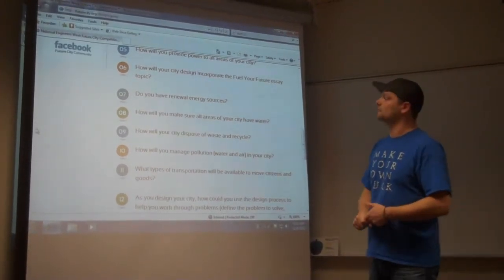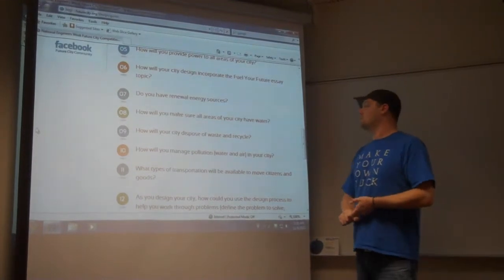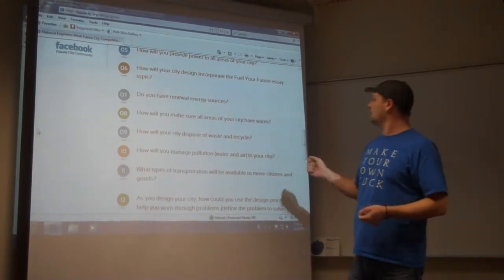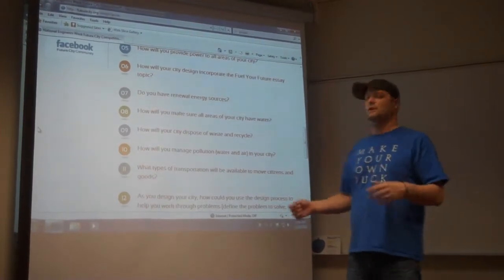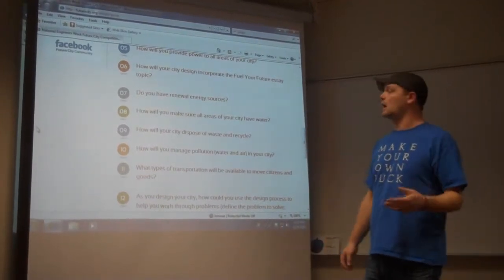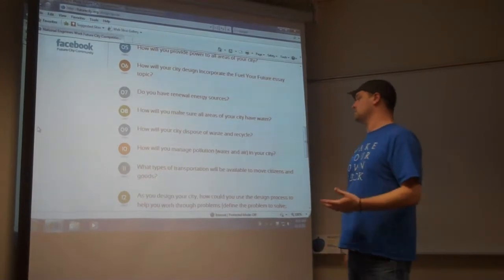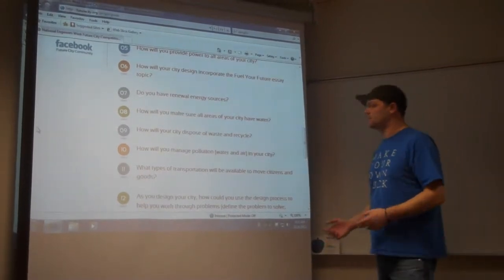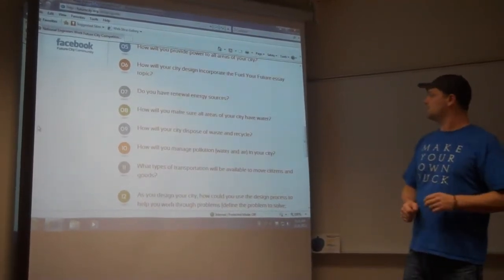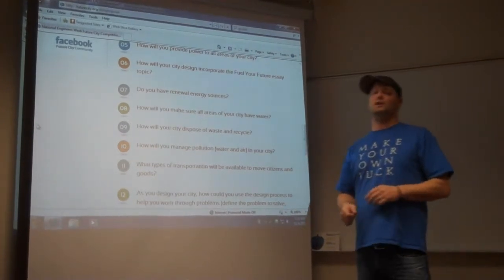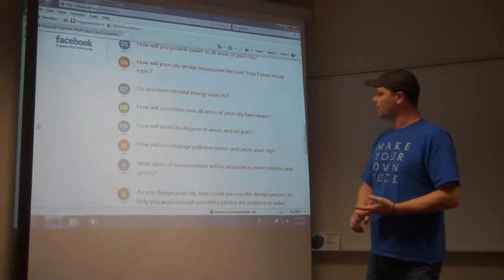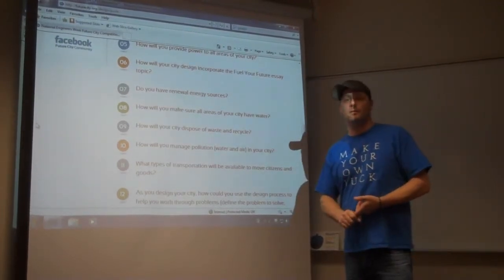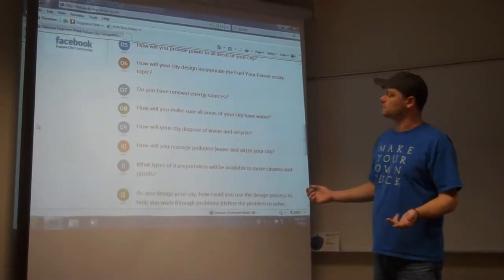You have to make sure you have waste management in your city. How will you manage pollution, water, and air in your city? You have to make sure the industrial parks aren't too close to the rivers and so forth, so that their excess pollution does not pollute your water system. What types of transportation will be available to move your citizens and goods? Are you going to have railroad stations? Are you going to have airports? Or is everything going to be done by semi-transportation?